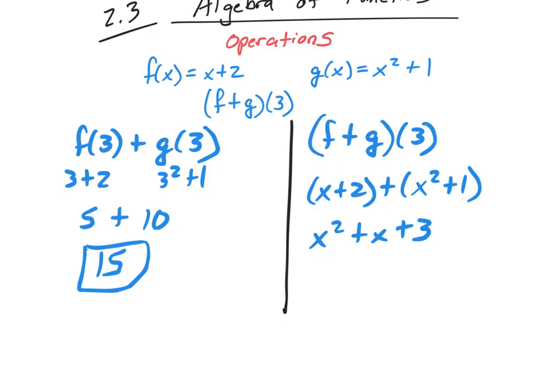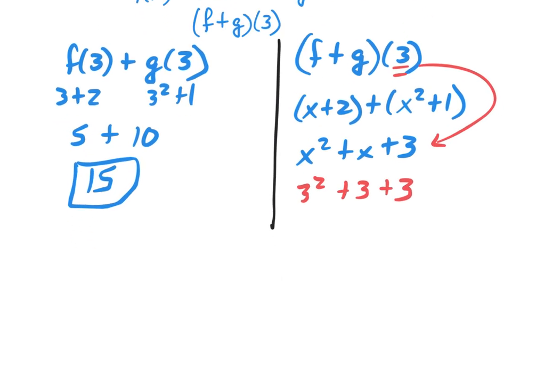Now we're going to take this 3 and plug it in down here. So this would become 3 squared plus 3 plus 3, which would be 9 plus 3 plus 3, which gets us to 15. Okay, so that's one way to do it. And if I had to choose which way I would go about it, I would say probably this way is a little bit easier.